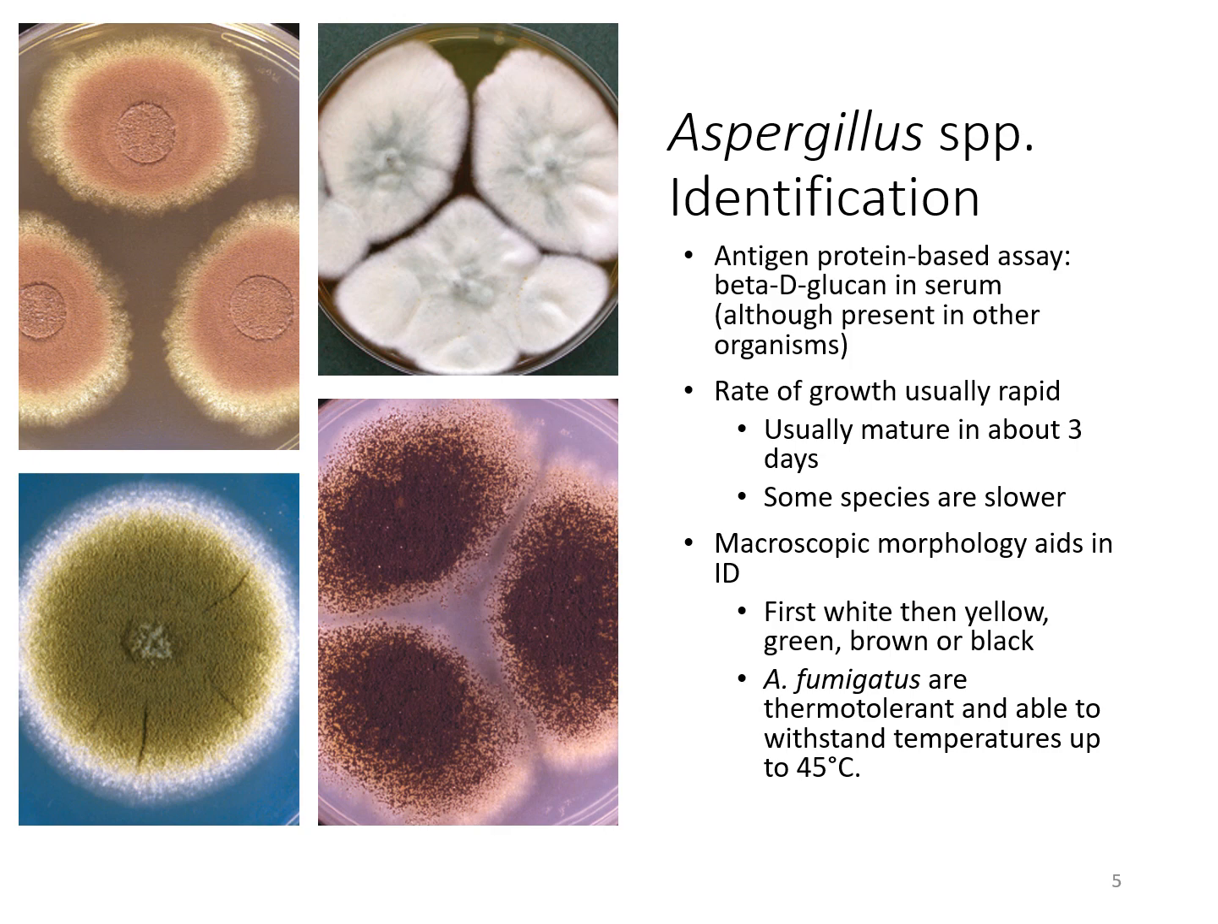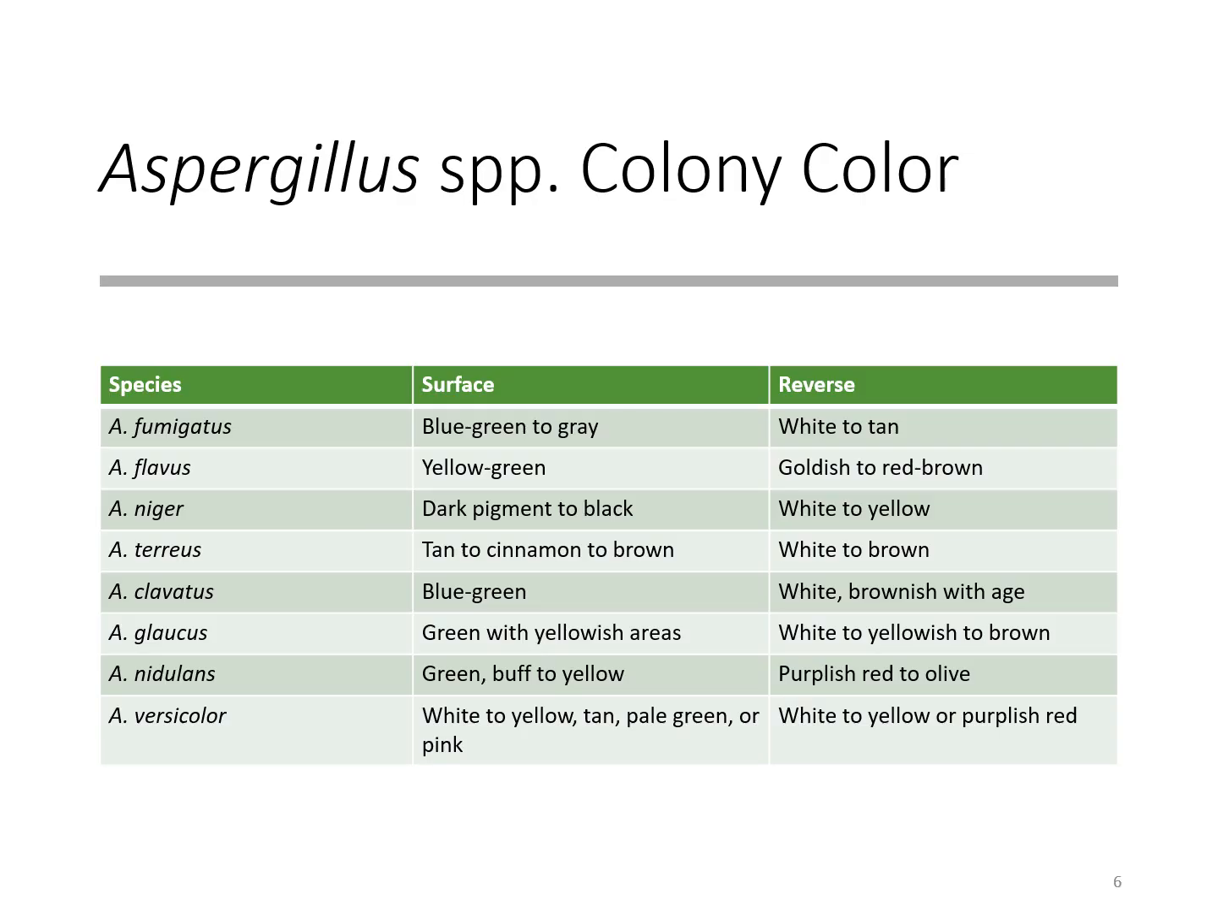Aspergillus fumigatus is a thermotolerant organism, so it's able to withstand higher temperatures, up to about 45 degrees Celsius. Here you have a color chart of some of the more common species of Aspergillus and what the surface of the agar looks like with the colony, and what the reverse side of the agar looks like with the colony growing.